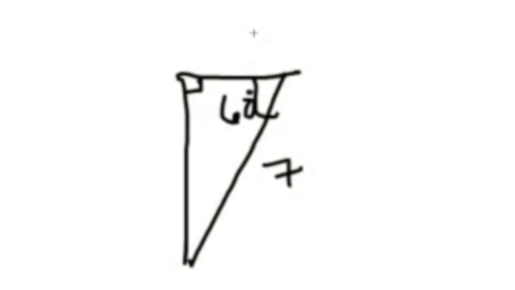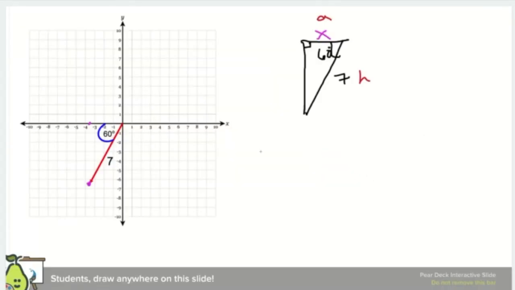We can use SOHCAHTOA. To find our x component, I'll put an x here. What's that? Adjacent and hypotenuse, that's going to be cosine. So cosine of 60 degrees equals adjacent over hypotenuse, x over 7. To get x, I'll have 7 cosine 60. But we have an issue here. If I do 7 cosine 60, let's see what that equals.